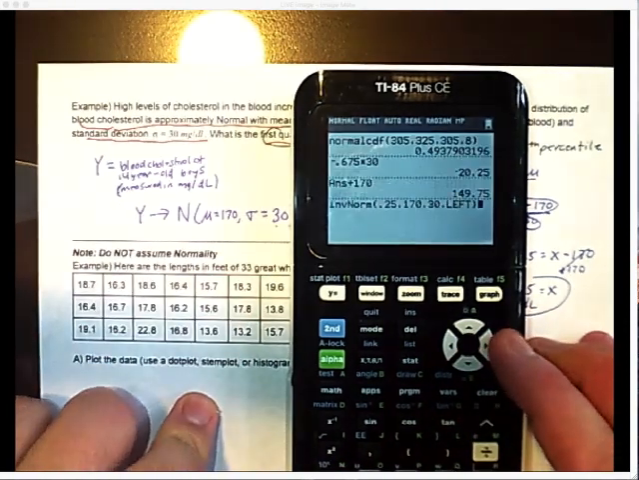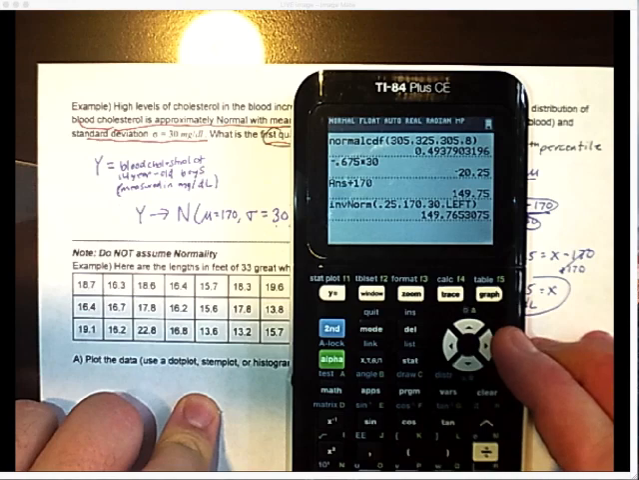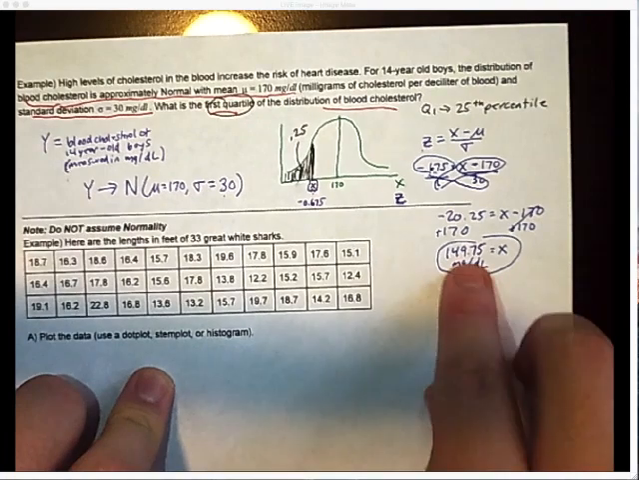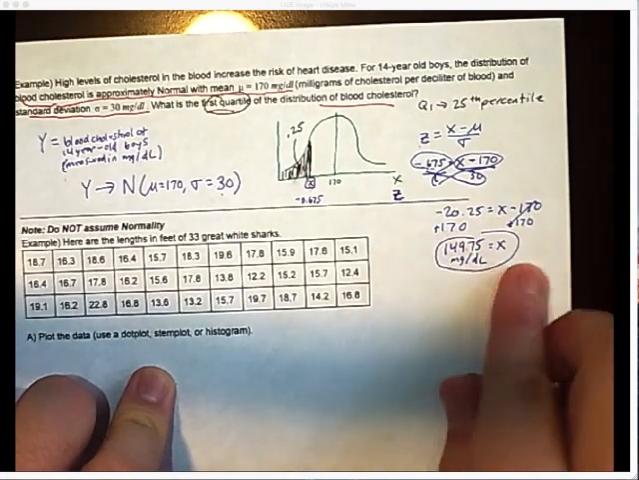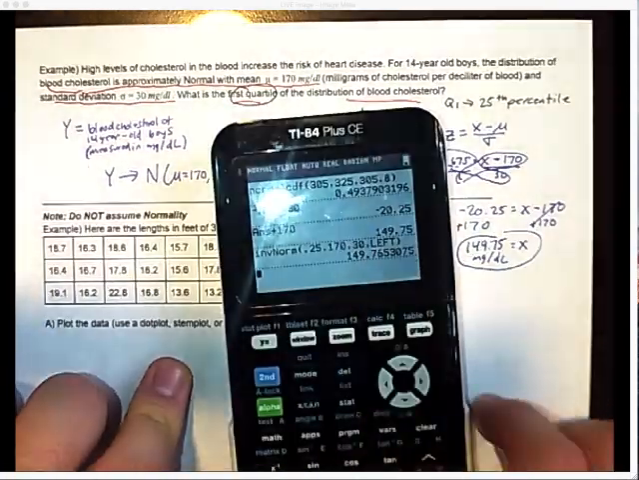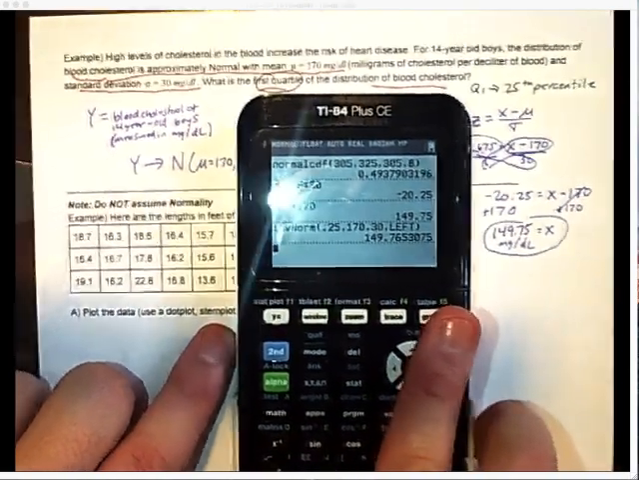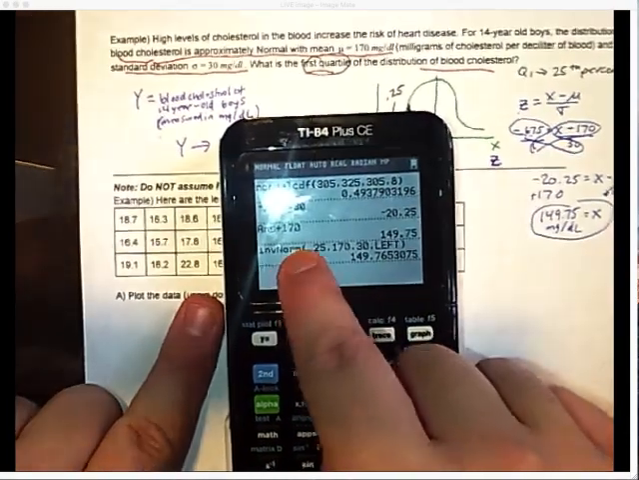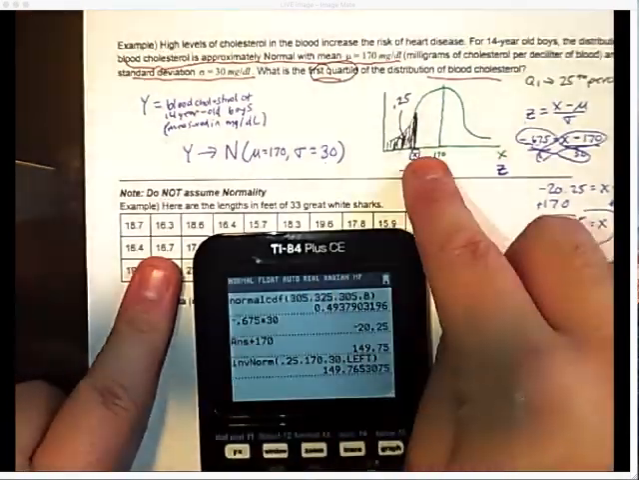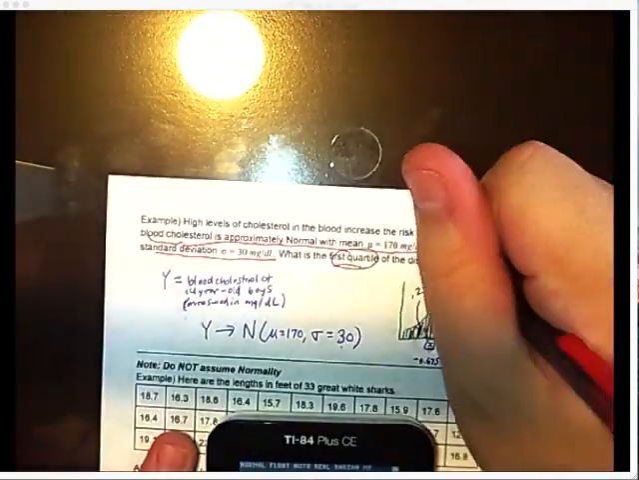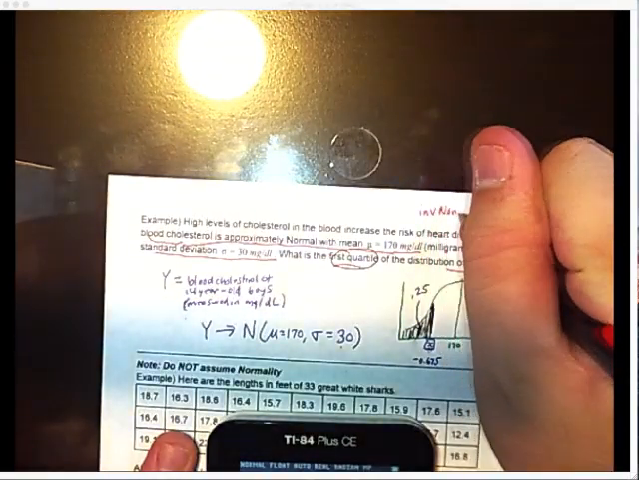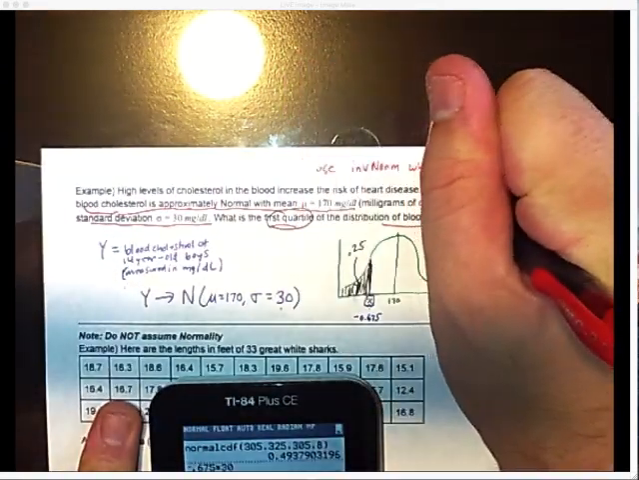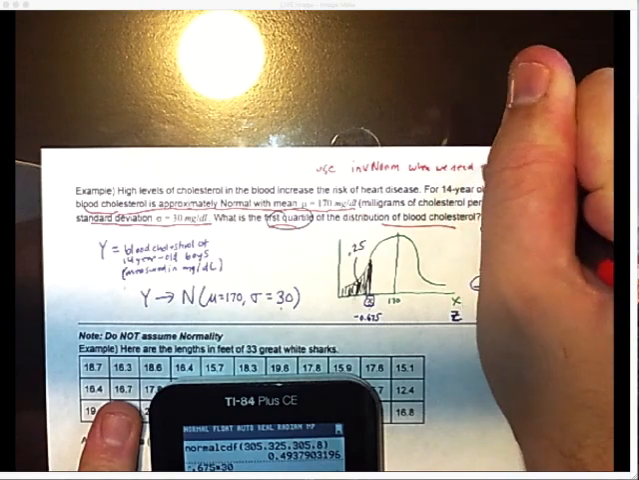If I hit paste, what do you notice? 149.765. Really, really close. This was our estimate. The calculator did it at once. Notice, you didn't have to find the x value. This is the hard way to do it. Use inverse normal when you need to find an x value. So let me make a note. You might want to make this in your notes. So we're going to use inverse normal when we need an x value.